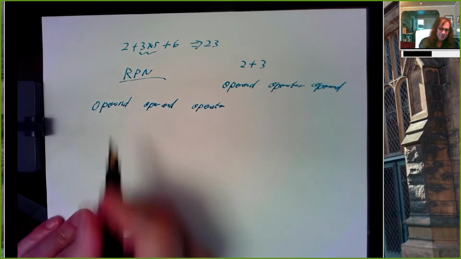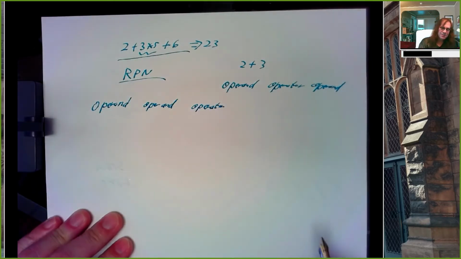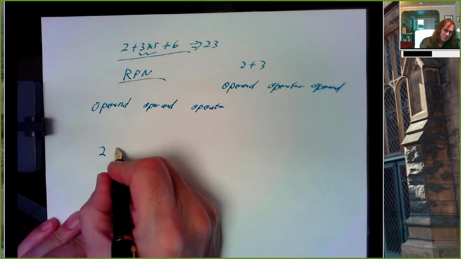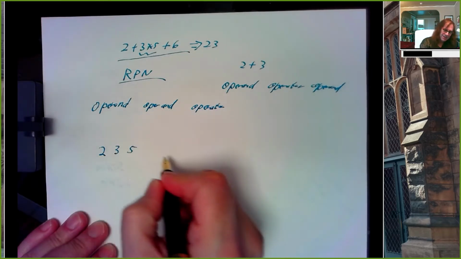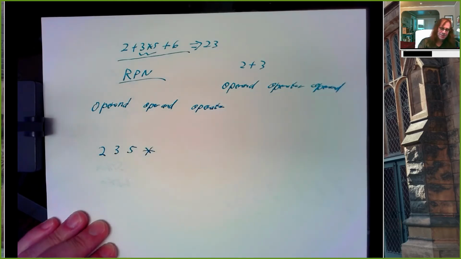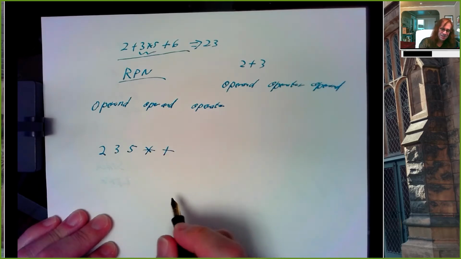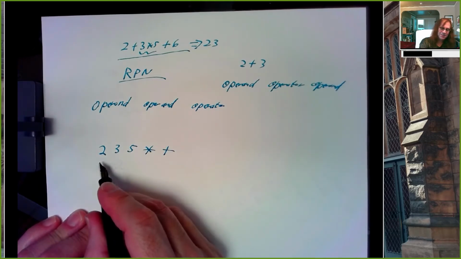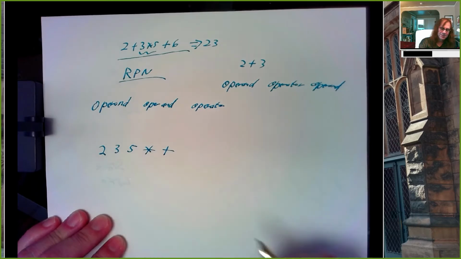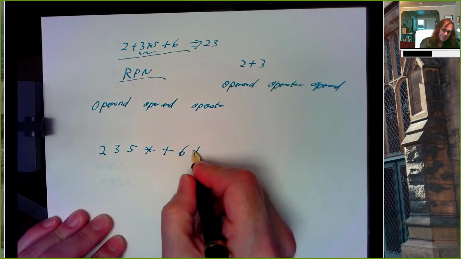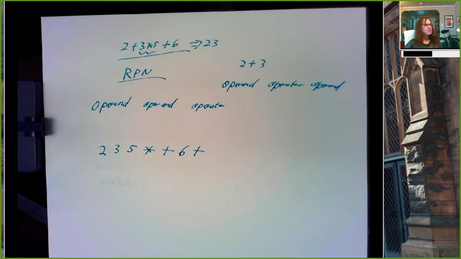So if I wanted to evaluate this on an HP calculator, I would type the following. I would type 2, and then I would type 3 and 5, and then I'd hit the star key, which says multiply 3 and 5, and then I hit the plus sign, which says add that number I just got to the number I entered before that. So that would do 2 plus 3 times 5. And then I'd do a 6, and I'd say plus, which says add 6 to the thing I've got so far. And that would pop out 23.